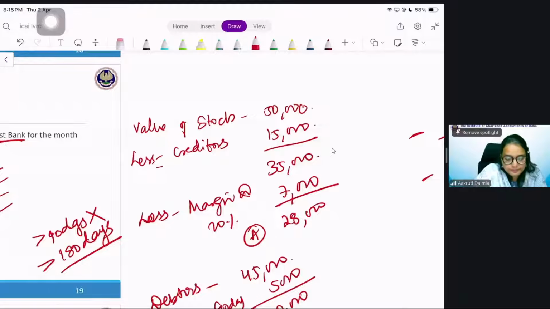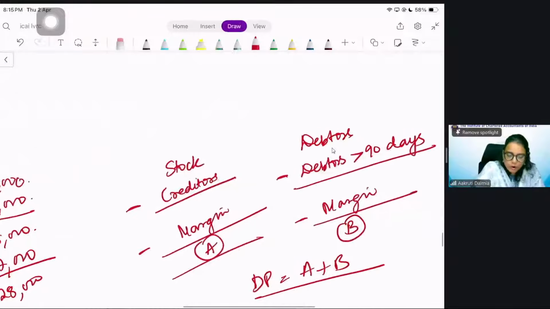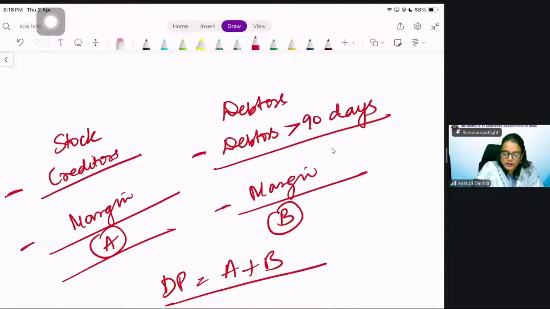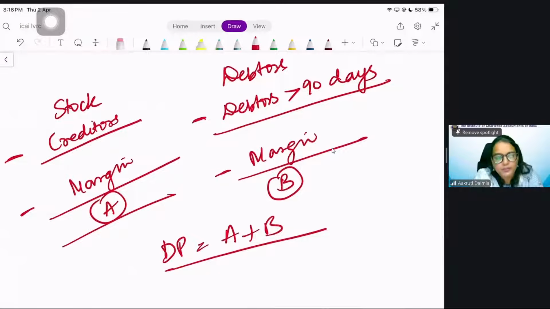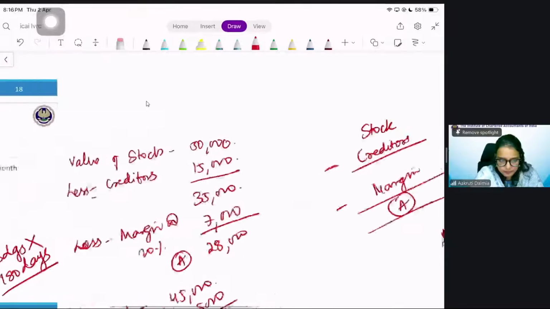Okay. Everyone else, did you understand this basic concept? Stock minus creditors minus margin A. Debtors minus old debtors minus margin B. So DP is A plus B. Yes, closing balances. Yes, Astha, correct. Everyone clear? Okay.